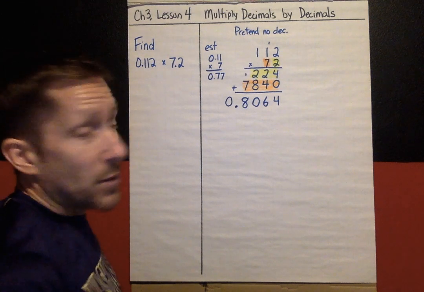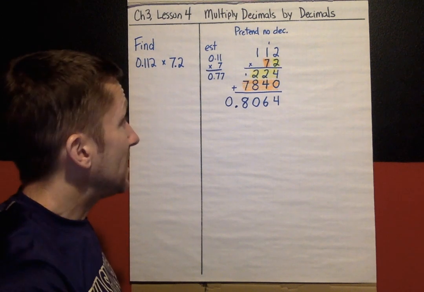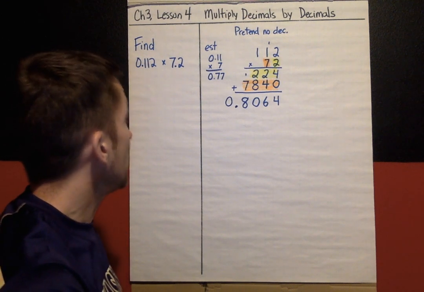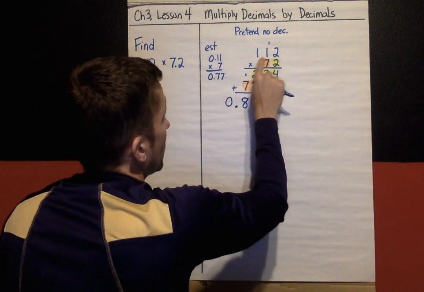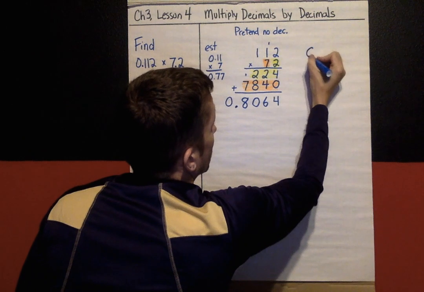Another way I could put my decimal where it needs to be is to count the jumps in the factors. Here's what that looks like. I'm going to go back and change this.